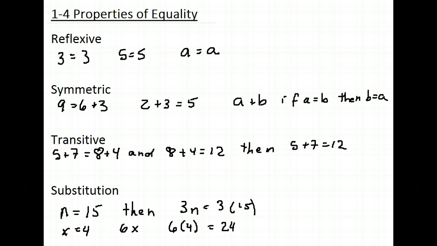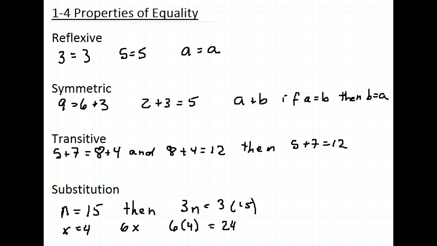So that's substitution, taking our variable and putting in our known quantity for it. On page 22, there is a nice little summary chart with all of this information located in it.